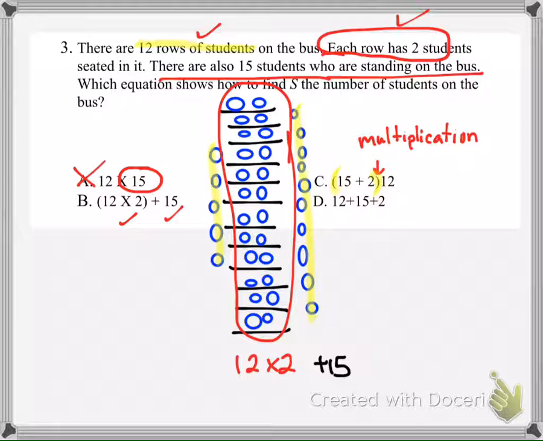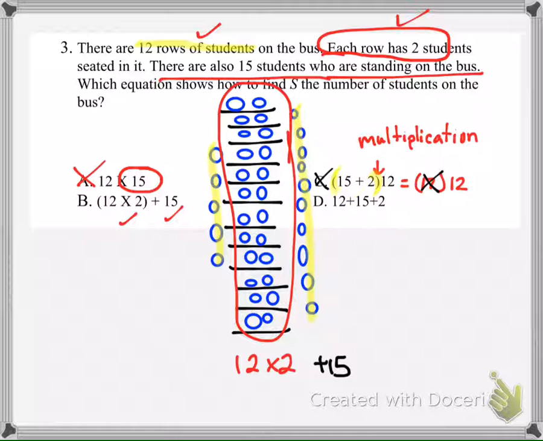So if you add 15 plus 2, that's adding 15 students plus 2 students. That means you have 17 students in each row. So that wouldn't work because that's a lot of students. You have 17 students in each row, and you have 12 rows. That's going to be a crazy amount of students inside that bus. So that's definitely not going to be the right answer for that one.